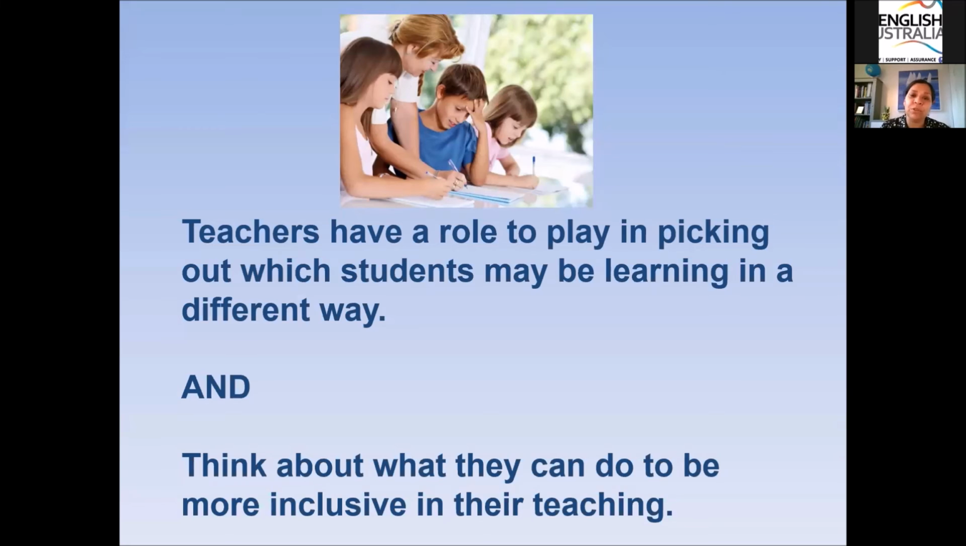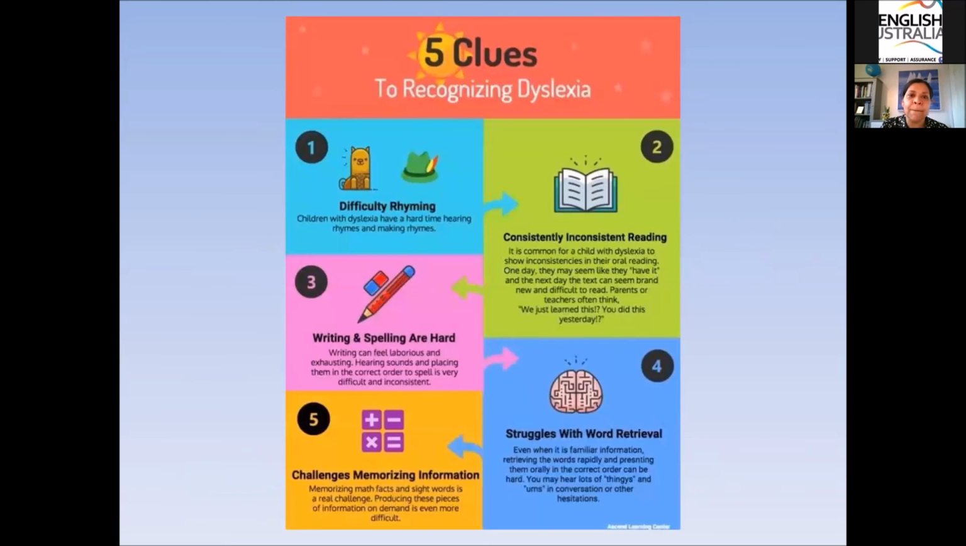So we do have to pick out students who are learning in different ways, and think about how we can support them in our classes and be more inclusive in how we do that, and not ignore them, because ignoring them is often the easiest option, and we all do it.